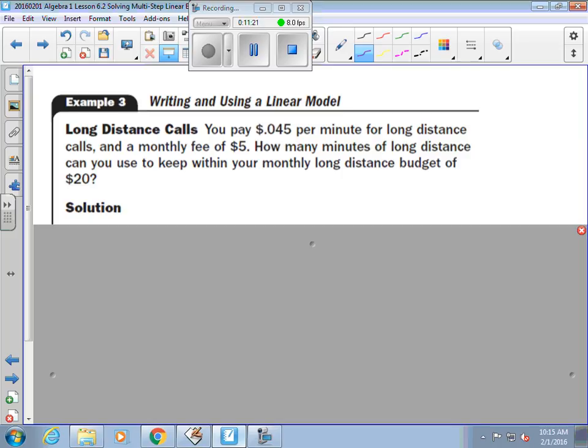So this is the biggest problem that students have with inequalities. Most people can write an equation. If I said make it equal to 20, most people can come up with, okay, well, 0.045x plus $5 is equal to $20. Most people can come up with that without a whole lot of problems.